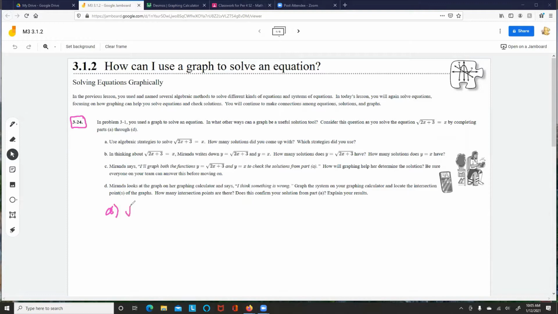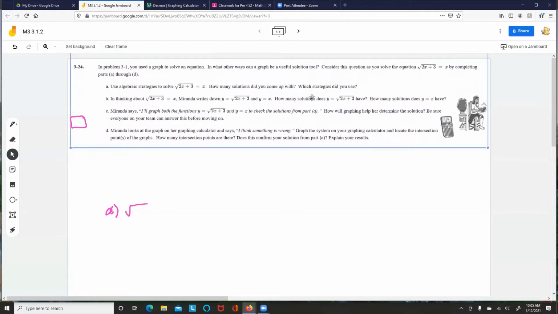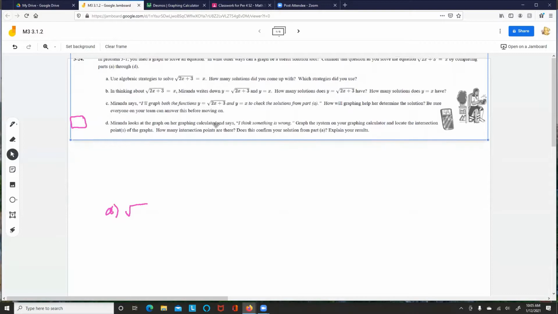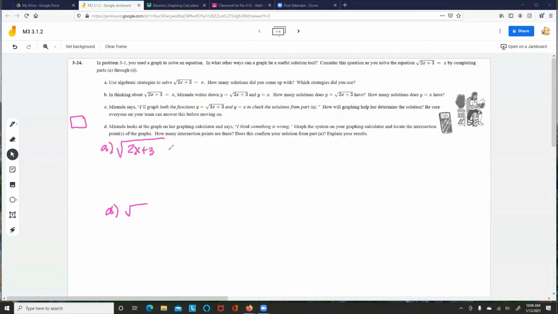I'm going to move this section up so I just have more room to work with. Okay, I can move that up now. And yeah, that'll be better. Okay, so get my pen back. So I'm going to copy up here. A, square root of 2x plus 3 equals x. So I want to solve for x, right? What should we do, guys?